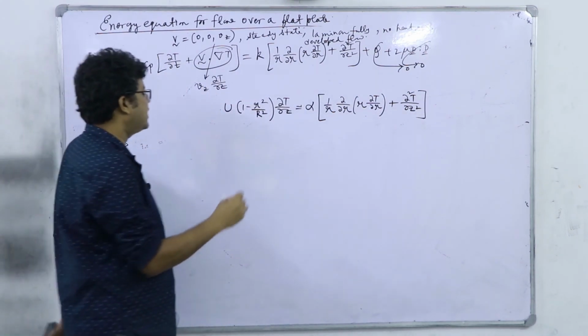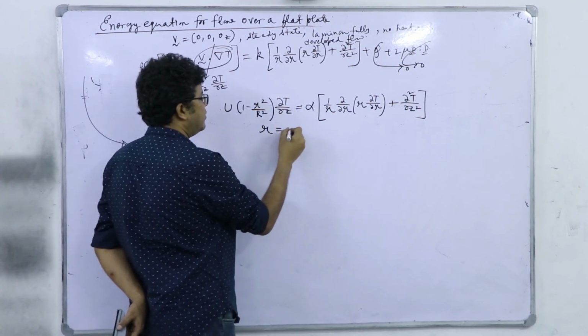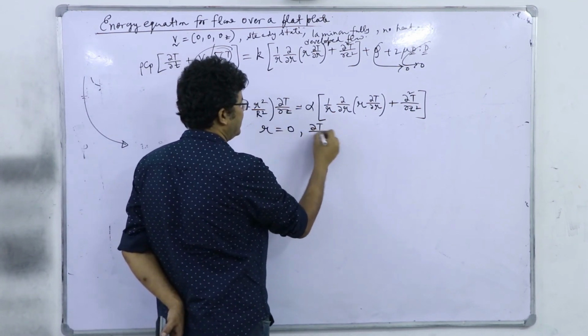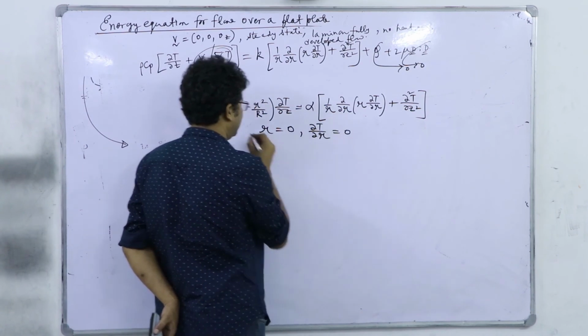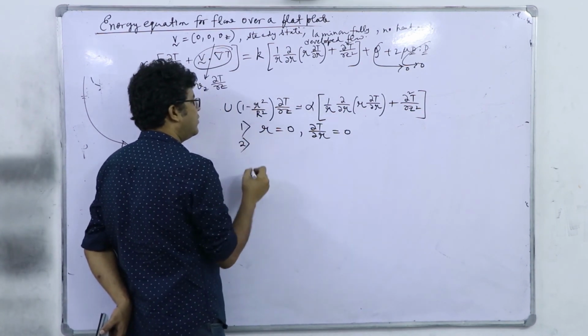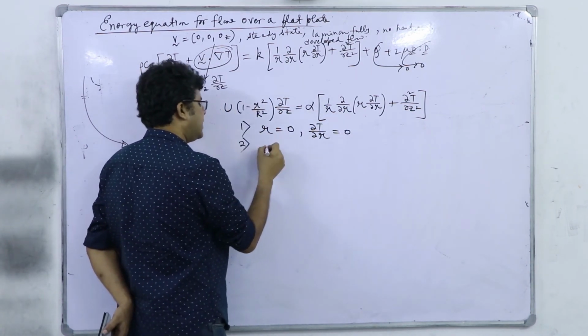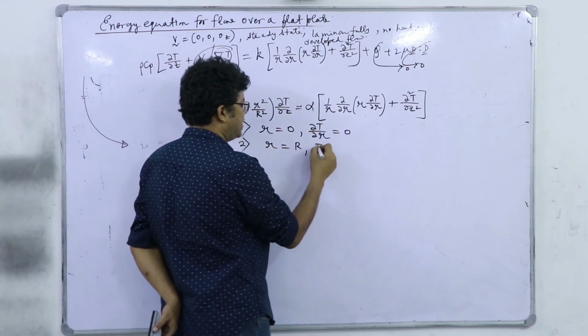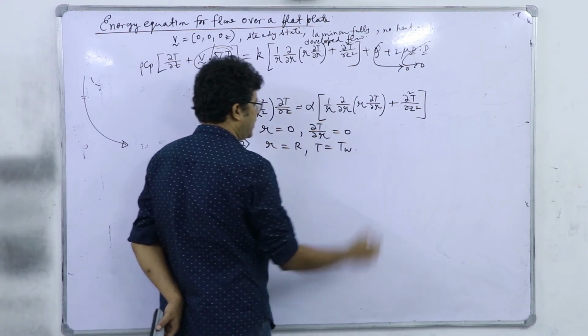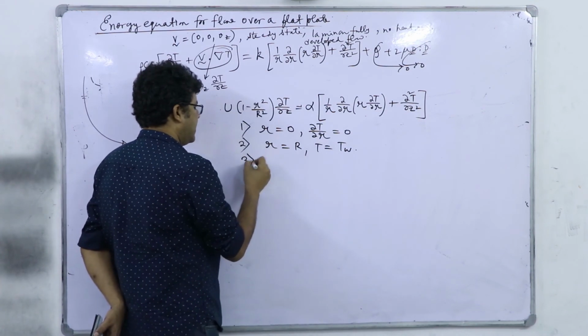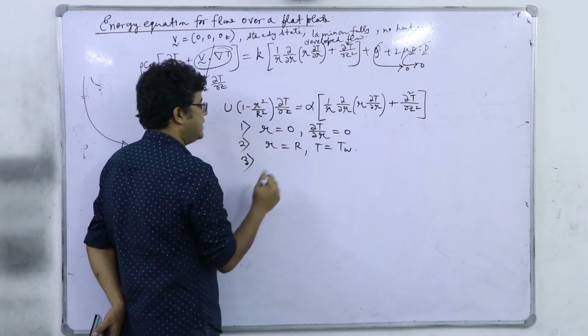And what will be the boundary condition? Here r is equal to 0. It is a case of axis symmetry. So del T del r is equal to 0, the first one. Second boundary condition, say at r is equal to capital R, I have mentioned that wall is maintained at constant temperature, Tw. And third condition, because we have Z, right?